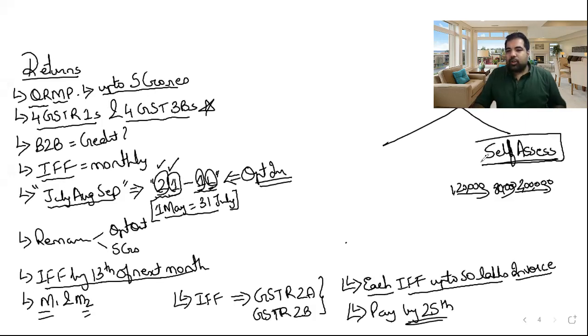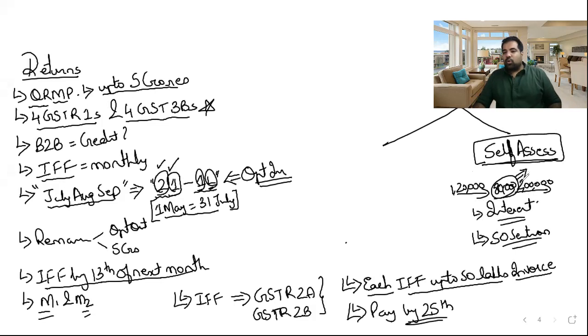In self-assessment, you have to apply your mind. How much have I sold to B2B? How much credit do I have? And then the balance you pay in cash. But what if you go wrong? What if this calculation goes wrong? If you've taken extra credit, then you'll have to pay interest because you did your self-assessment. You are responsible. You have to pay interest on the shortfall. Interest, as you know, guys, is under section 50. It is 18% per annum under section 50.